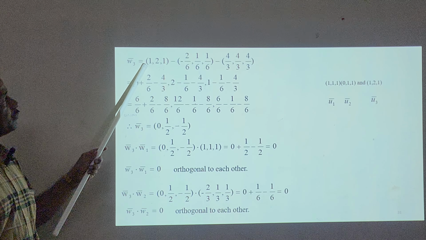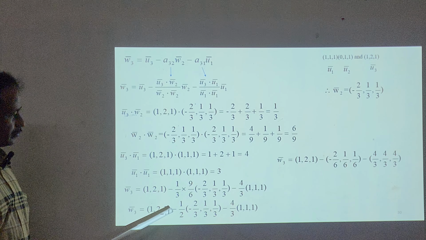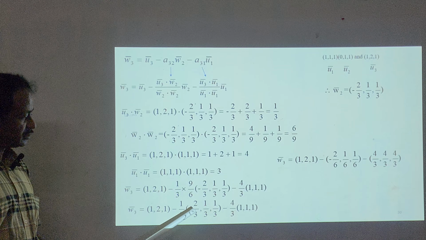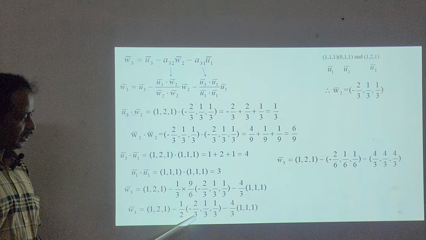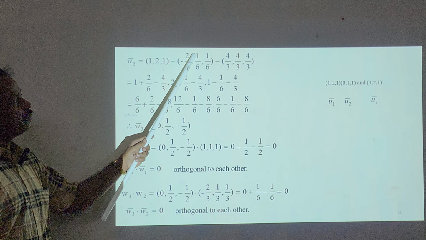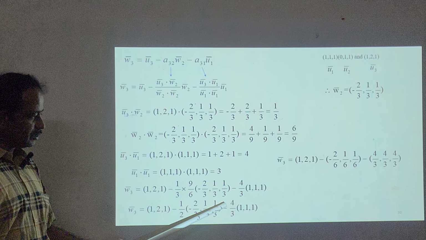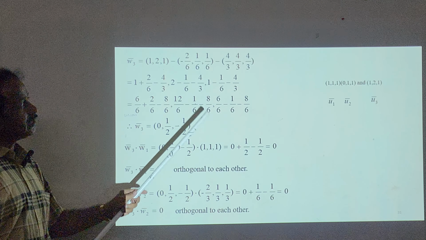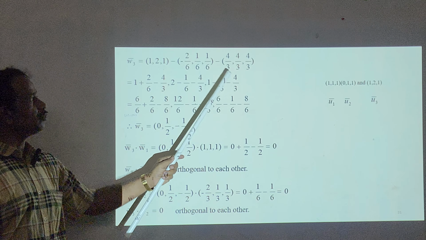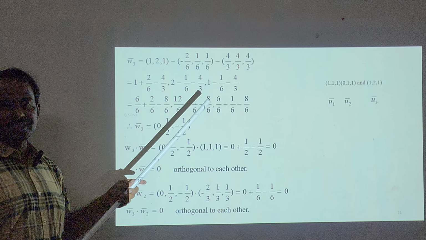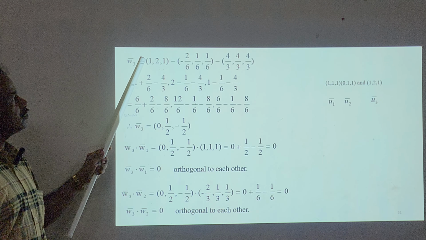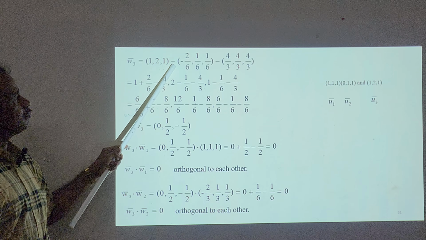So now we go for 1, 2, 1, the same term, and the next term I have multiplied with 1 by 2. So this term becomes minus 2 by 6, 1 by 6, 1 by 6. See here, minus 2 by 6, 1 by 6, 1 by 6. The next term will be 4 by 3, 4 by 3, 4 by 3. Now you have to use the minus sign, so now you can easily subtract or add. So this becomes 1. Minus minus is plus.